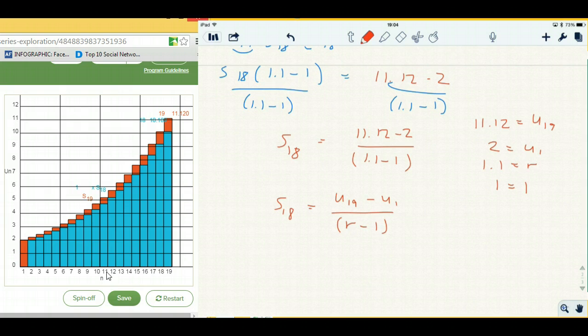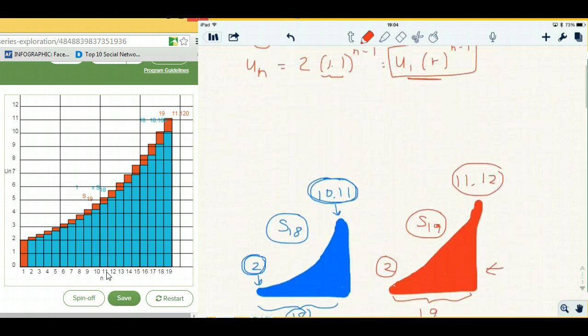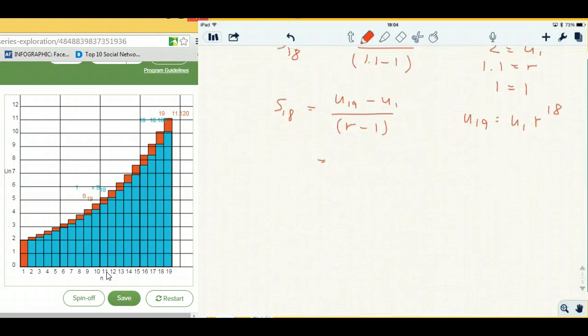And we're almost done. The only thing we need to do now is remember that U19 is equal to U1 times R to the 18. Do you remember that? Okay, so let's replace that. That's what we got up here, remember? Right there? Okay, so now we're going to replace it. We're going to put U1 R18 minus U1 over R minus 1, and that's equal to S18.